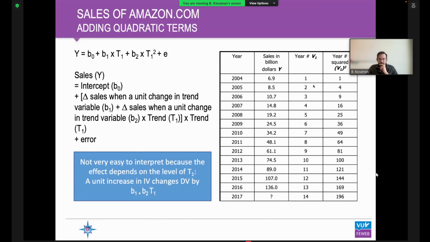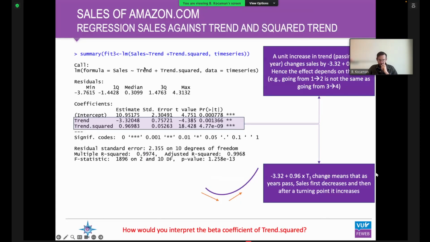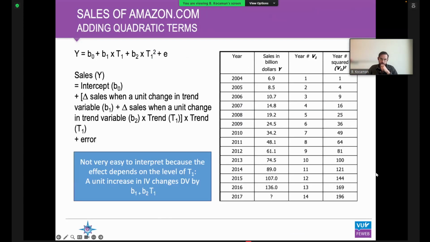Okay, so what we will do here is take squares to prepare our data for the regression. We will take the square of the trend variable, so 1, 4, 9, 16, etc. And we will regress the sales on trend and trend squared. So the trend squared is basically this part, this column.